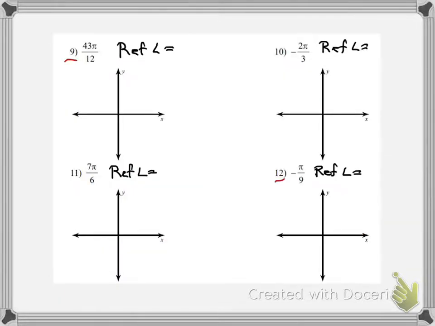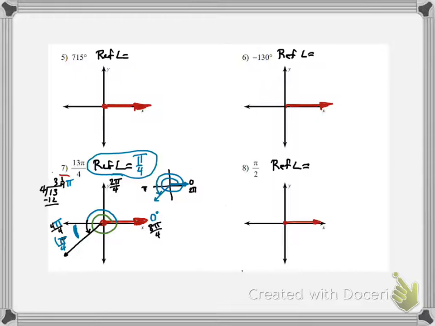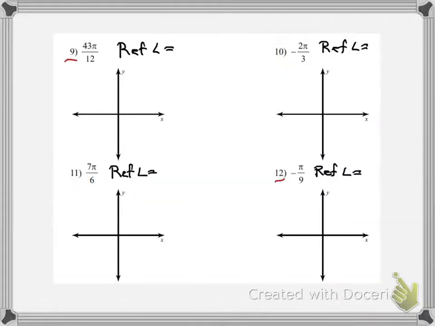Next page. Did I go too fast? Pi over 4. On this page, I want to do number 9 and number 12.